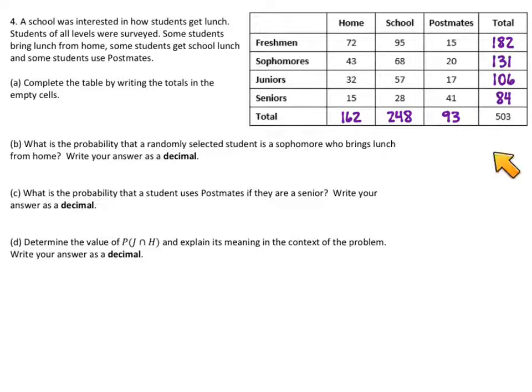One thing you want to make sure is that when you add these 4 totals up, that you end up with the same total as if you add these 3 up. So this row has to add up to a total of the same as this row.